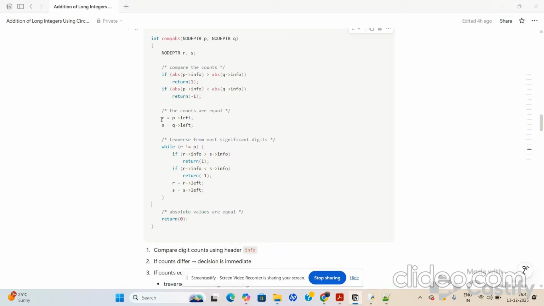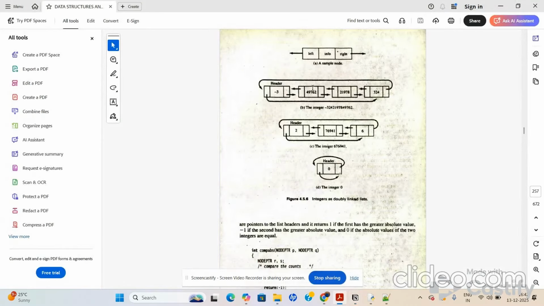Okay, so it is going to compare it this way. Let's say this is the header node, right? And this is the header node. This is number P and this is number Q. So we move to the left side, meaning that we are pointing here at number 3 to 4, and we are pointing at number 6. Okay, this is R and this is S.